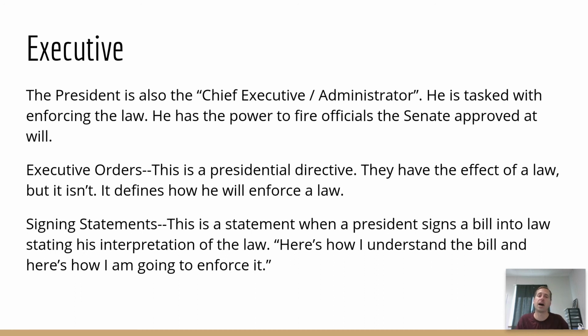It's a signing statement. These don't happen very often, but like I said, it's a little gray area, but it's under the president's executive power. Here's how I'm going to carry out the law.